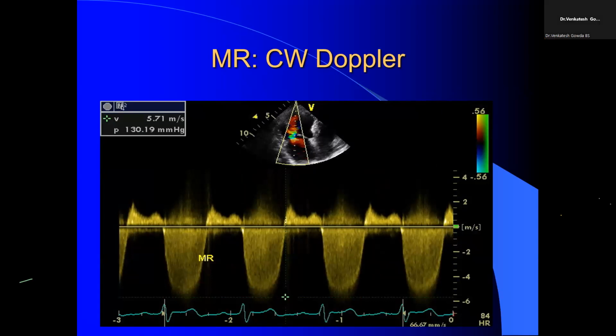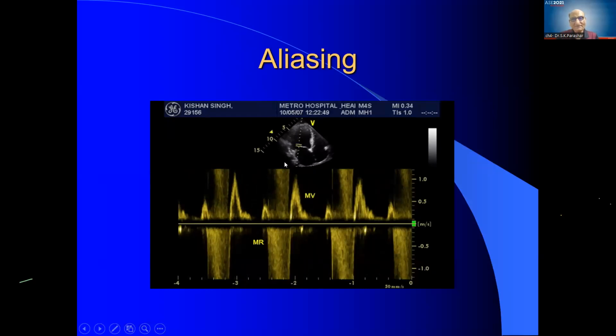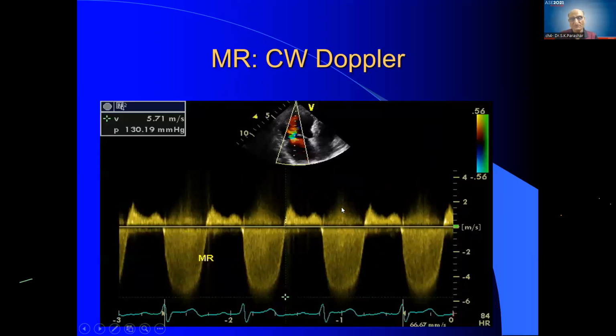If the LV function is poor, it may be less or so. So the aim is that your whole Doppler envelope should be seen in your study. Now here it is not seen. You can measure the mitral forward velocity, but this you cannot measure. So basically the whole Doppler envelope should be well seen.